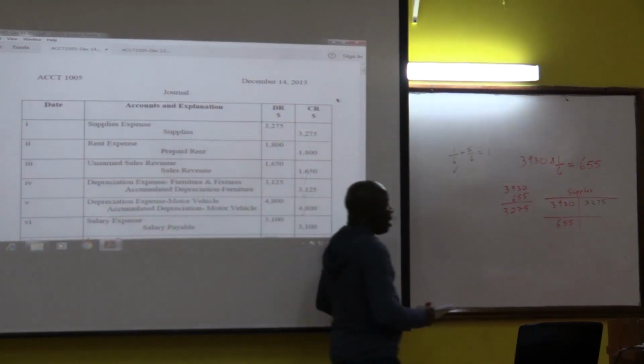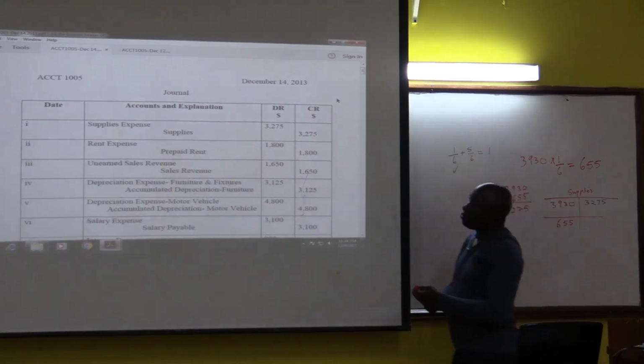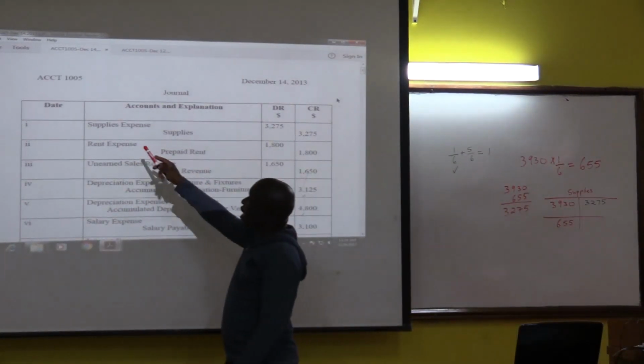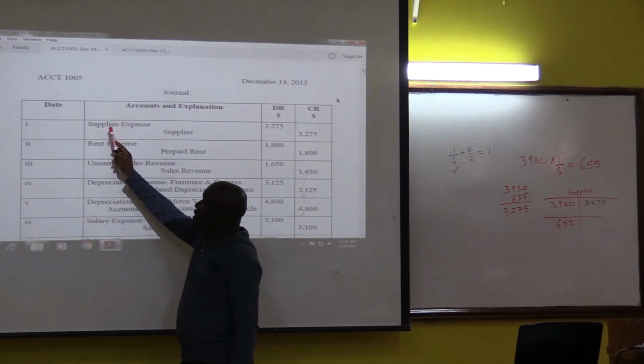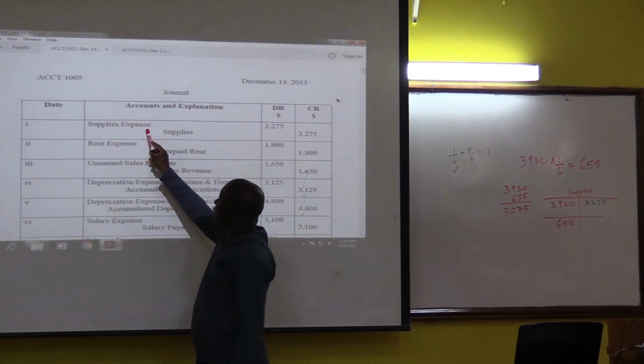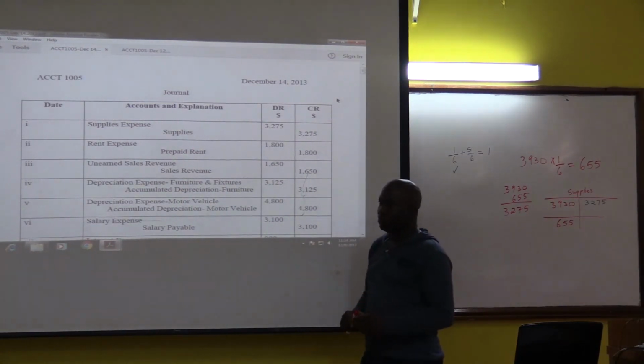Then I move on, and for persons who don't know, you're supposed to always write the debit entry first in your journal. So you debit supplies expense and credit supplies. Is that clear?